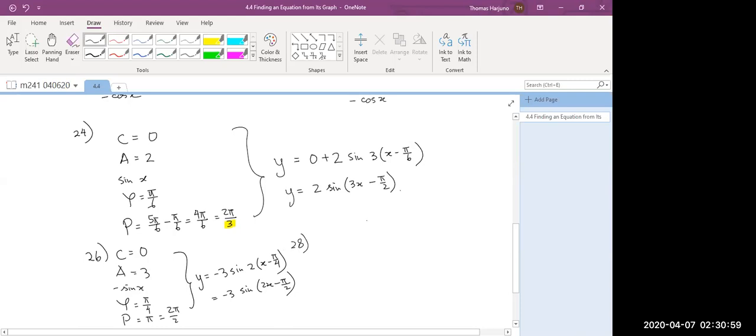Okay. Number 28, the center is negative 2. How about the amplitude? 2. And then the shape is the shape of sine x. The phase shift is pi over 6. And how about the period? 2 pi over 3, which we get from 5 pi over 6 minus pi over 6.